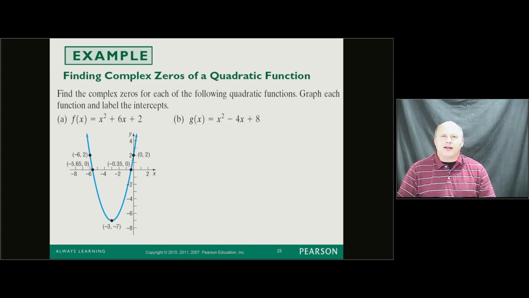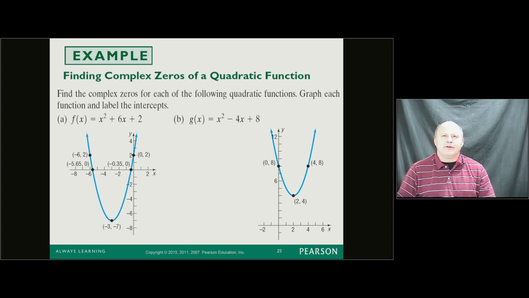Okay, what about g of x equals x squared minus 4x plus 8? Now, if you try the quadratic formula on that one, let's look at the discriminant, b squared minus 4ac. That's going to be 16 minus 4 times 1 times 8. The inside will end up being negative, so the discriminant is negative. And so therefore, since that is negative, there are no x-intercepts because the solutions are complex. And let's look at it. There it is.